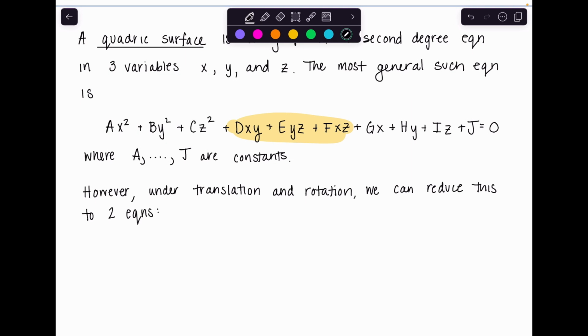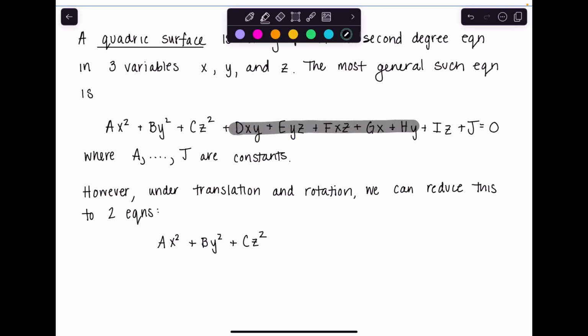And these are the ones we're going to be working with. So we can have a constant times x squared, a constant times y squared, a constant times z squared, and ignoring all of these, which translate and rotate it, you're just going to have some constant equals 0.